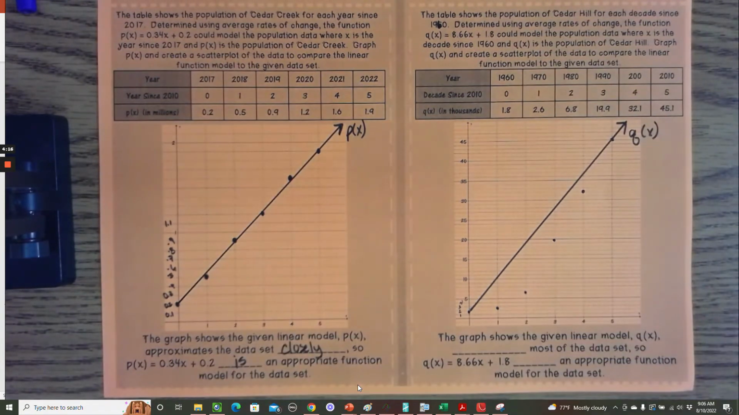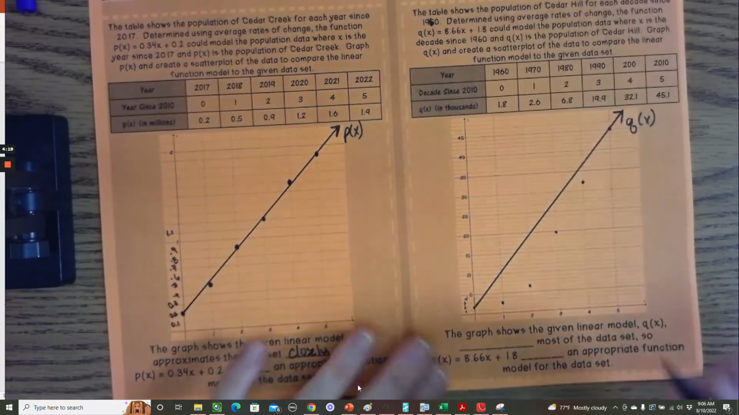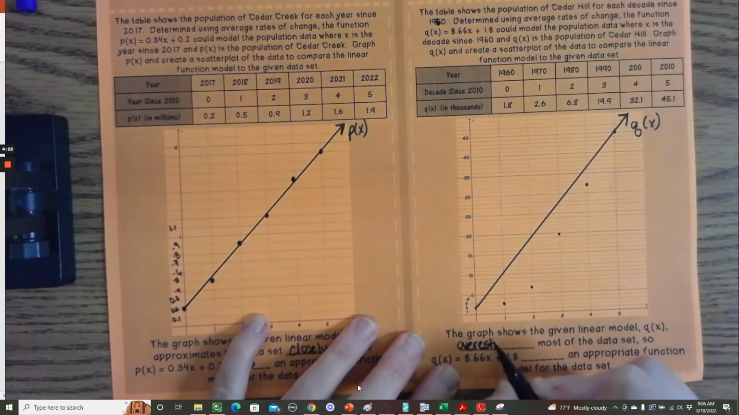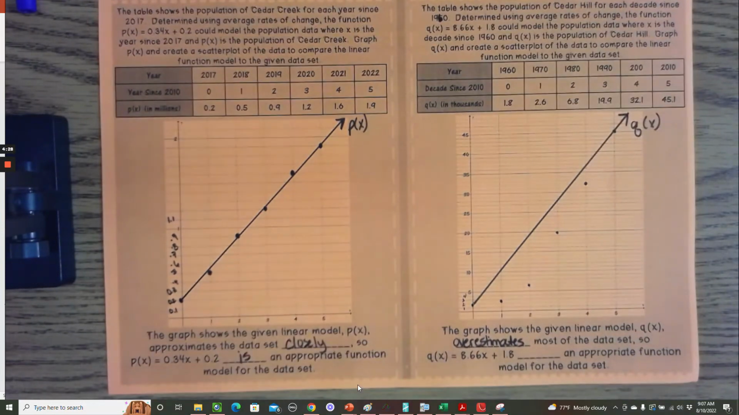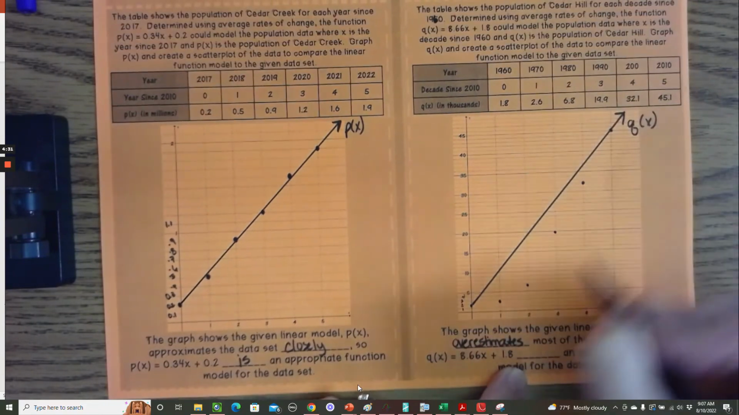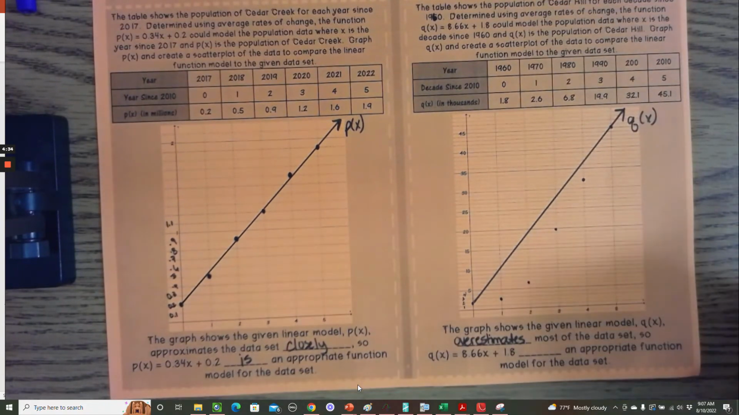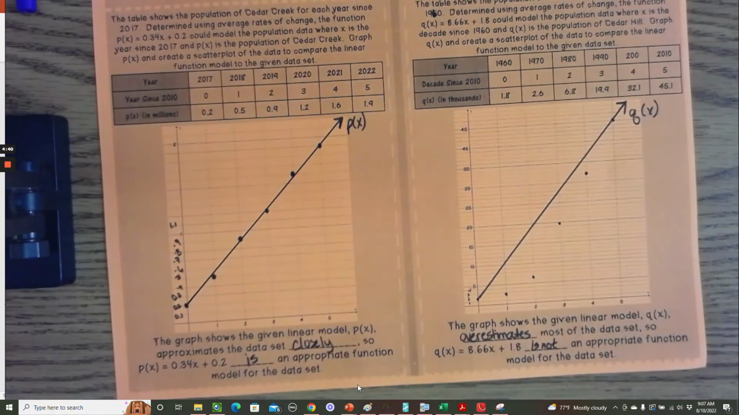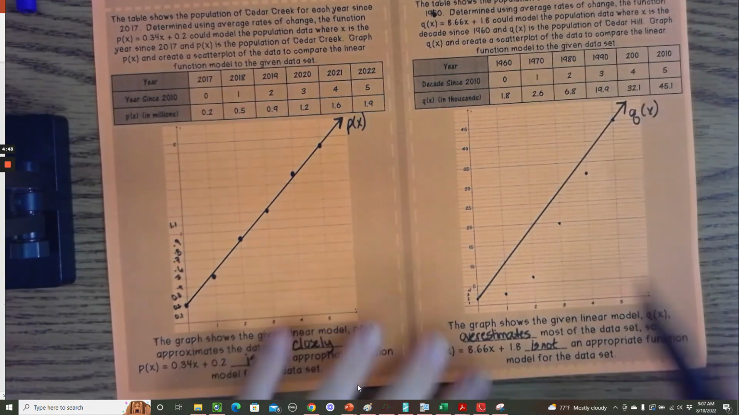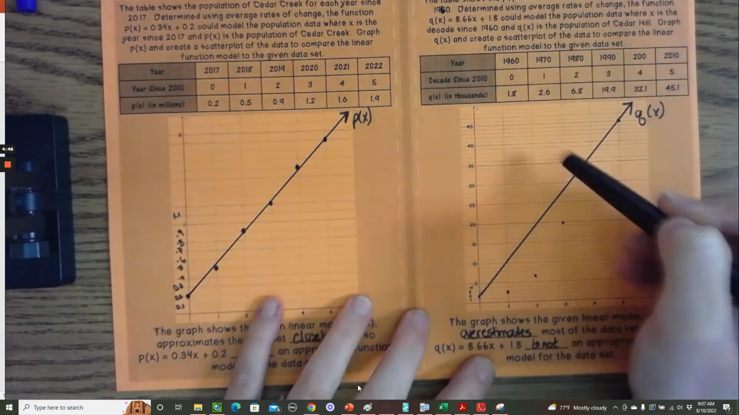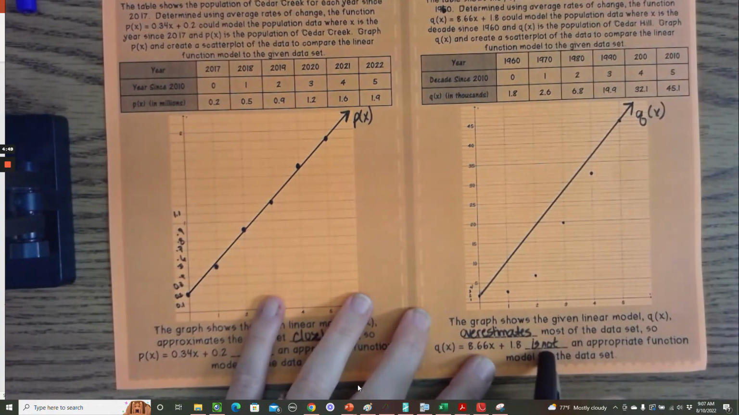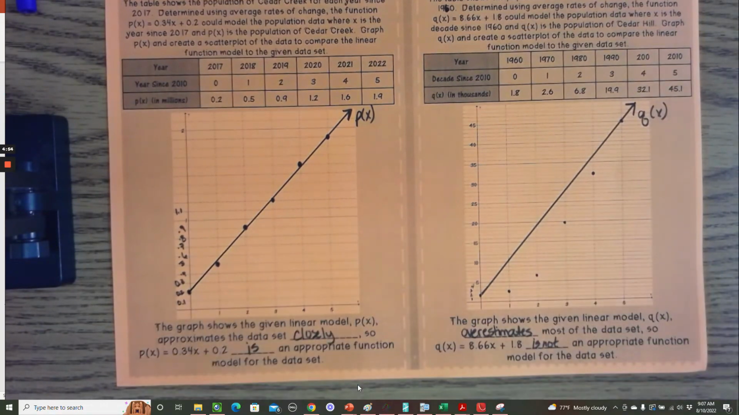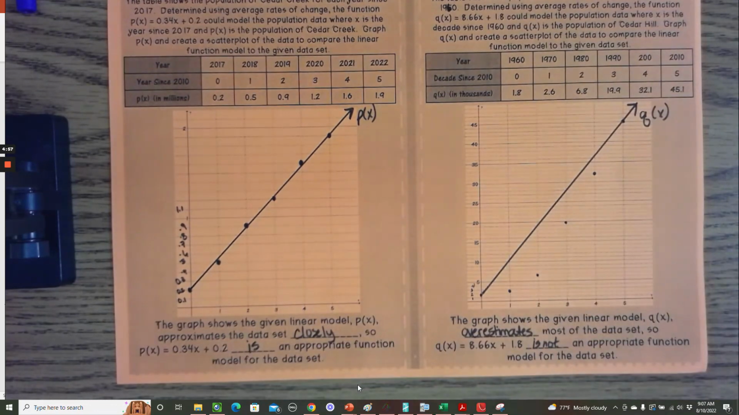So if we look at this one, the graph shows the given linear model q of x. This line overestimates most of the data. Most of our points fall below that line, meaning that line overestimates most of the data set. So q of x is not an appropriate function model for the data set. So if the majority of the points are not close to that line, it's not going to be an appropriate function. If you've got one oddball, that's different. But again, most of this data is way under that line.